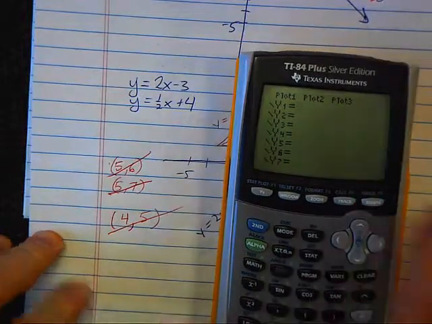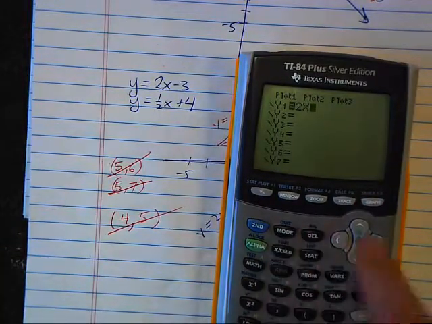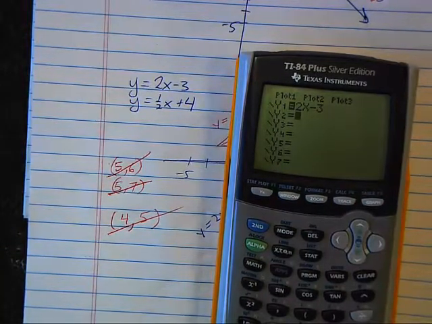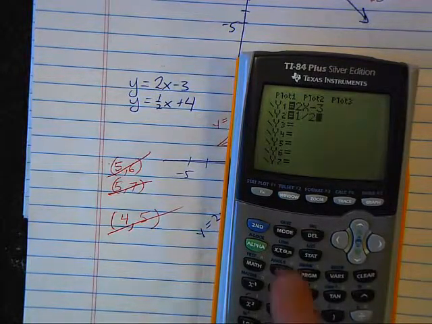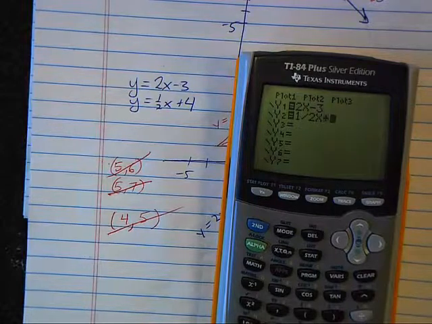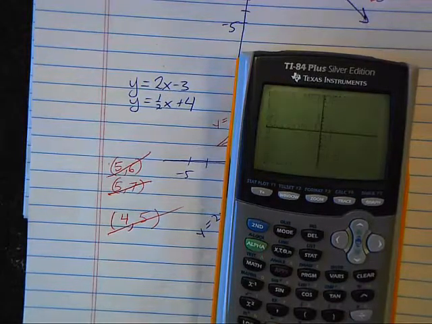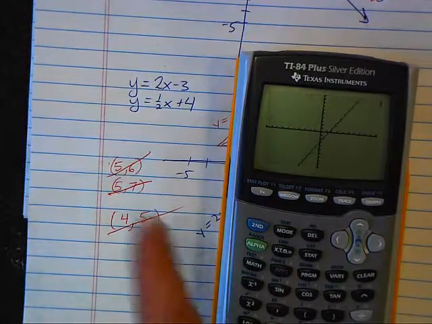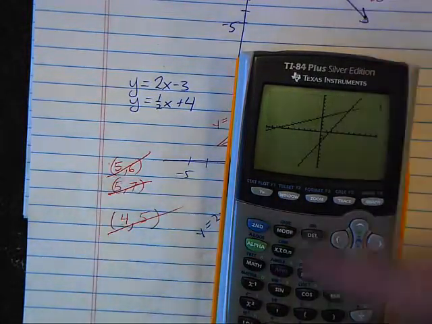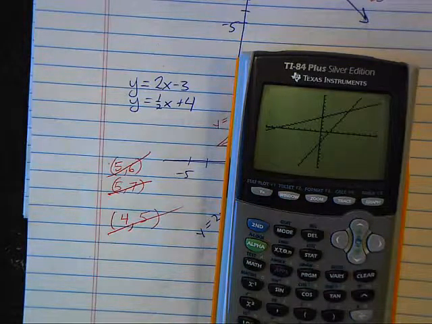You type in the two equations. I type in 2x minus 3. I type in 1/2 x plus 4. Type them in just like they look. Zoom 6, which is the standard viewing window where we go 10 to the right, 10 to the left, 10 up and 10 down. Calculator draws a very nice picture. There it is.